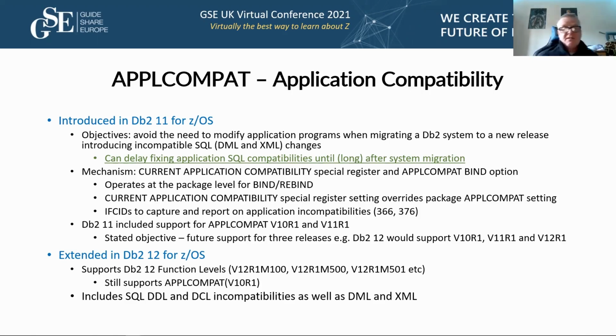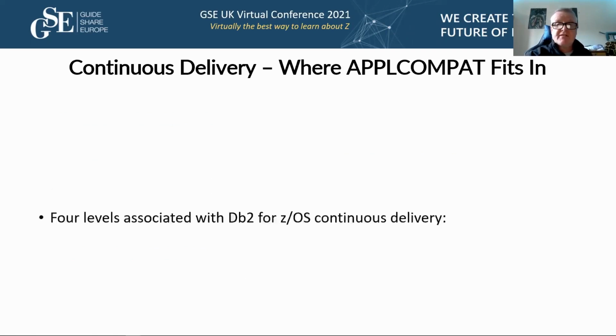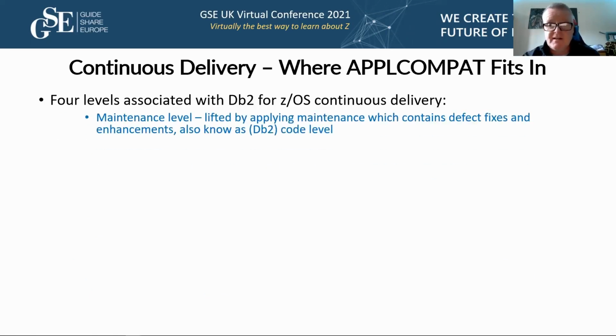It includes SQL, DDL, and DCL compatibilities, as well as the DML and XML. Version 11, I think, was only DML and XML. So that's that bit. Continuous delivery, where APPLCOMPAT fits in. So there's 4 levels associated. Again, you'll probably know this stuff, but it's worth going back over.